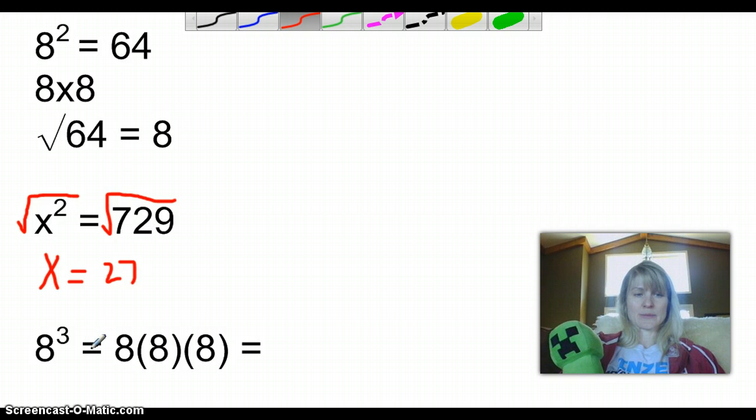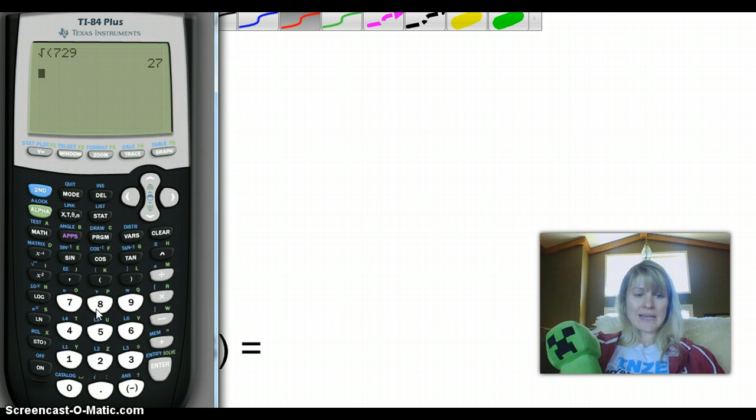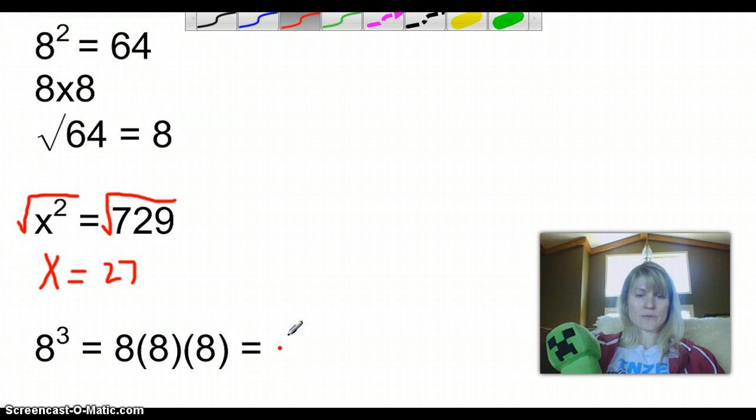We're also going to get into some higher roots. Like we have 8 to the third power, which is 8 times 8 times 8. And you should know on your calculators, if we want to find out what 8 to the third power is, we have to use what we call the little caret, which is the up button, and that is 8 to the third power. I just hit enter, and that tells me that's 512.